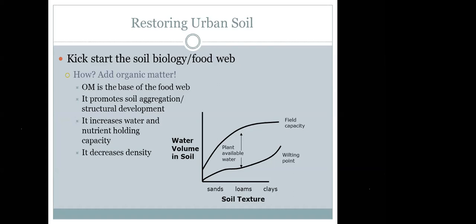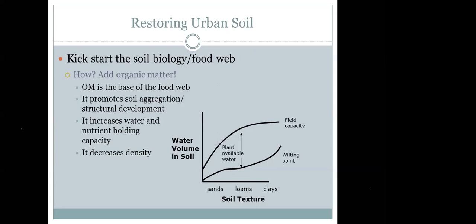Now, the wilting point is pretty self-explanatory. That's the volume of water in the soil below which plants will start to wilt. And you'll see that as we go from a sandy to a clayey soil, the field capacity increases. And it's still increasing as we get to 100% clay, but the increase starts to level off, but it's still building higher. However, the wilting point starts to increase too.